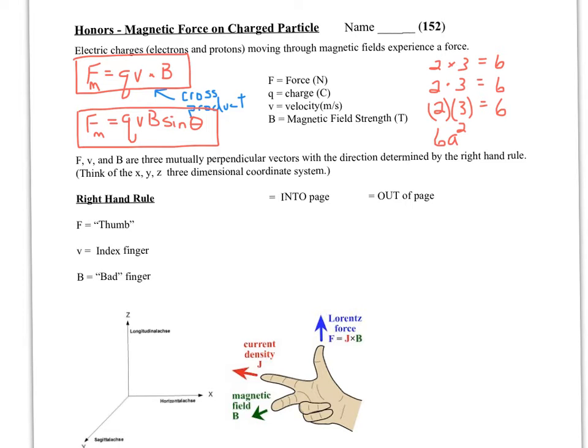But bottom line is, the force exists because the charged particle has a magnetic field that's circular, trying to go through a linear magnetic field, and it creates a force that's perpendicular to its motion.